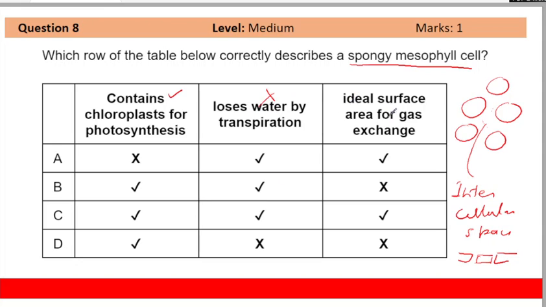About spongy mesophyll cells, ideal surface area for gases. Gas exchange takes place in the intercellular space, between two mesophyll cells, there is space here. So this is not providing ideal surface area for gas exchange. So D is the correct option.